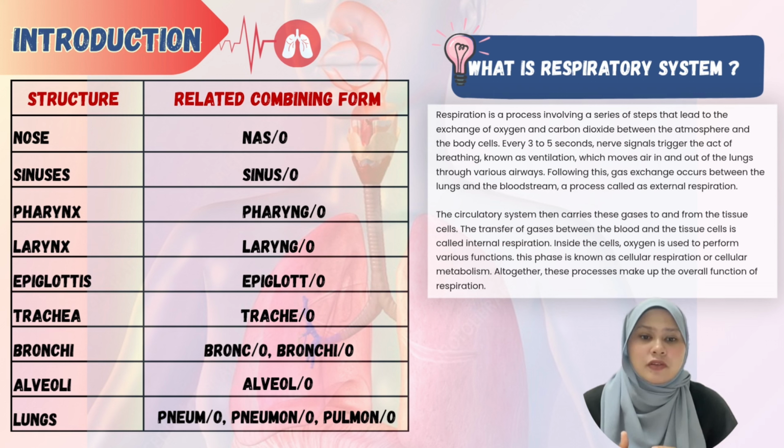Next, the circulatory system takes over and transports these gases to the body cells and tissues. When the cells use oxygen to perform activities, it's called cellular respiration, which supports the metabolism. In short, the respiratory system works closely with other systems to help keep us alive and functioning.